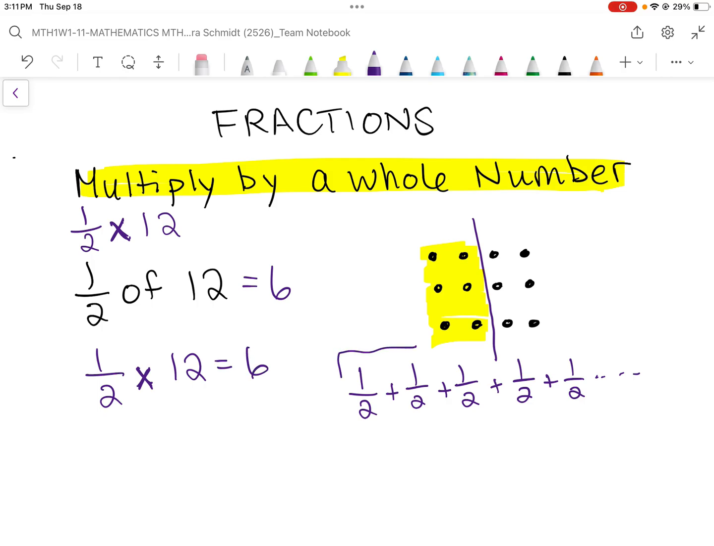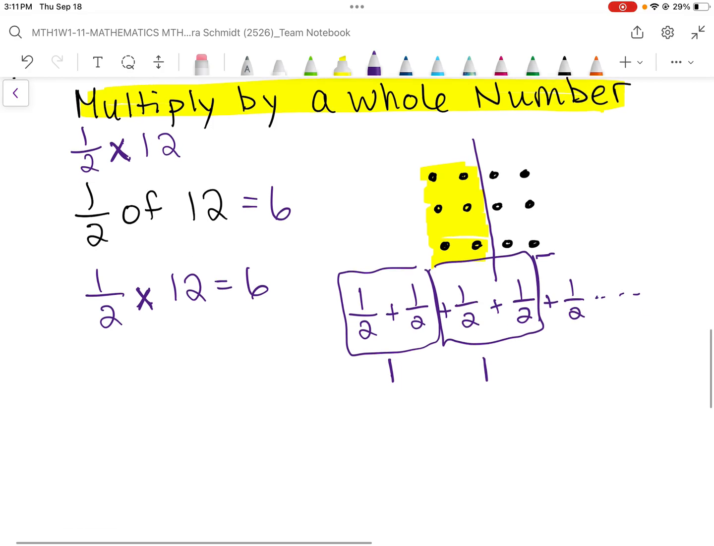Because if you think about it, every pair is going to make 1. Another pair is going to make 1. So altogether you have 12. So that's kind of like 12 divided by 2, which is 6. So that's a couple different ways to think about multiplying a whole number by a fraction.